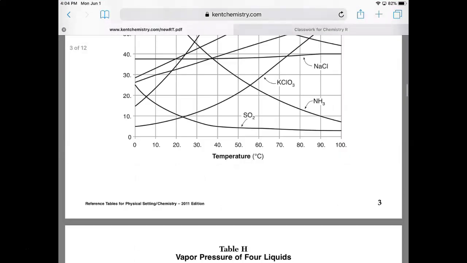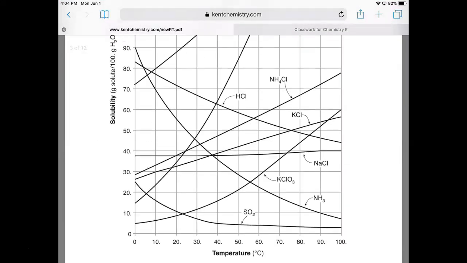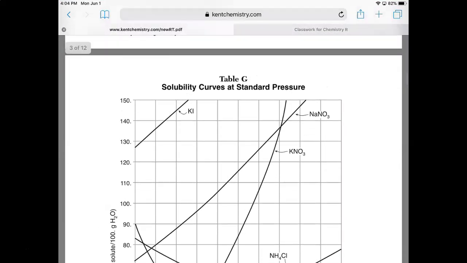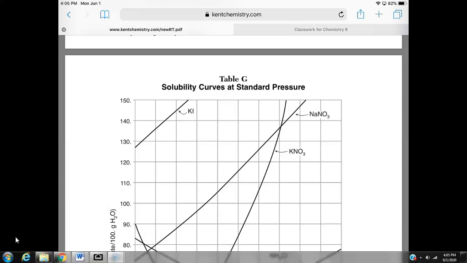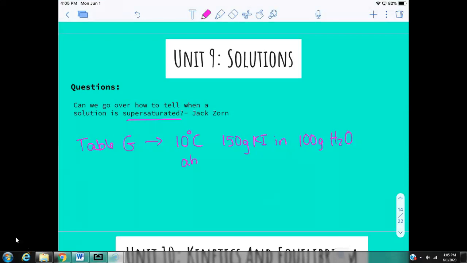Okay, and I'm going to find a temperature of 10 degrees Celsius, and I want to go all the way up to 150. If you plot that point, where is that point in relation to the KI line? Is it above it, is it on the line, or is it below it? It's above the line. So anything that you plot on table G that's above the line is supersaturated. So that's one way to tell.